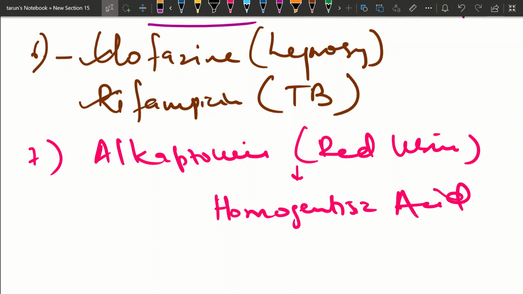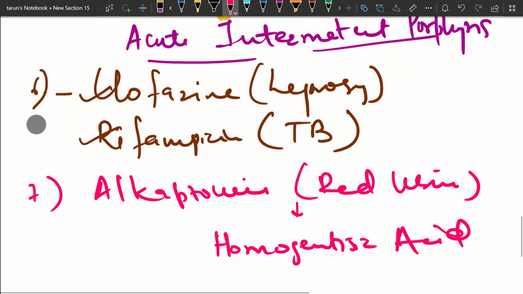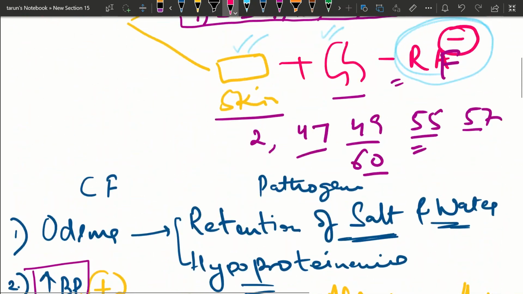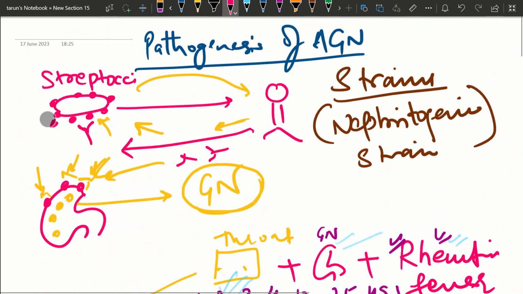It can also cause red colored urine. So this is brief about the causes of red colored urine. Now we'll summarize the whole topic. So we were discussing the pathogenesis. How does the pathogenesis occur?